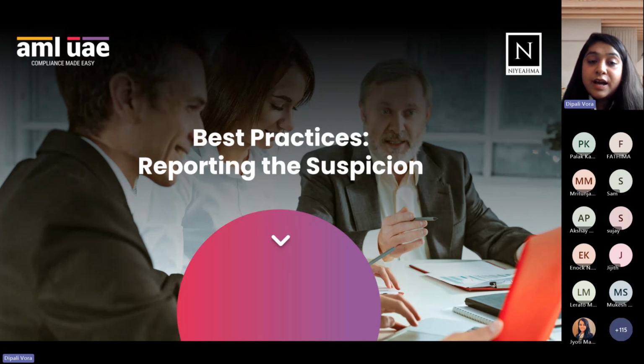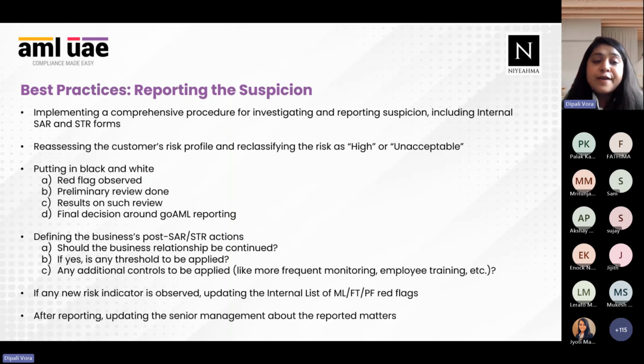So now we've already understood what is a suspicious transaction, how do we follow that, what are the processes that we need to follow, and what is the difference between SAR and STR. Now, how can we attain the best practices with respect to reporting suspicions? We have to make sure that the first line of defense, that is our employees, are trained with respect to what are red flags, what is suspicion, in what cases they should be alert, and when an internal SAR, STR form should be filed by them.